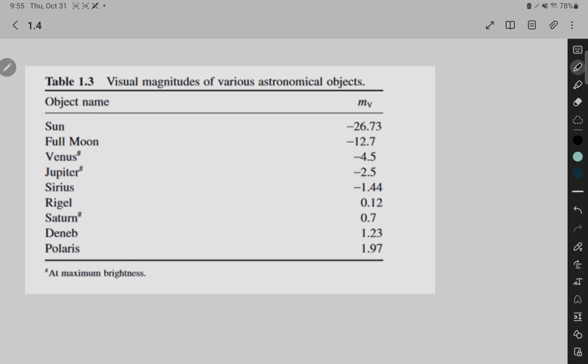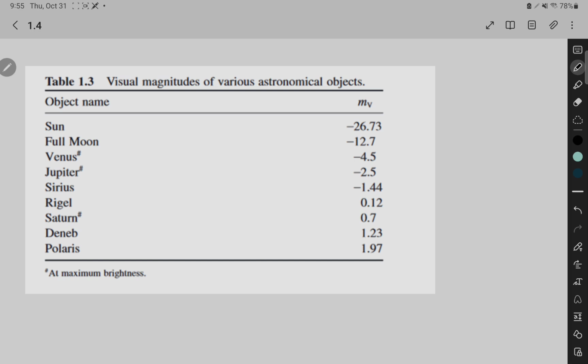So it's much brighter. But naturally or logically speaking, you would assume that if this object is brighter, it will go on a positive scale. But because of how they define it in this case, the more negative or the smaller the apparent magnitude, the brighter the object. So that's how they define the apparent magnitude.